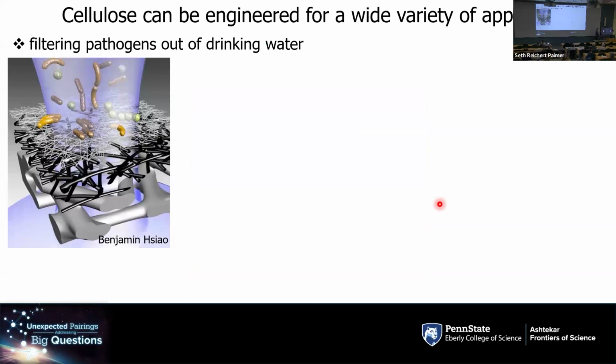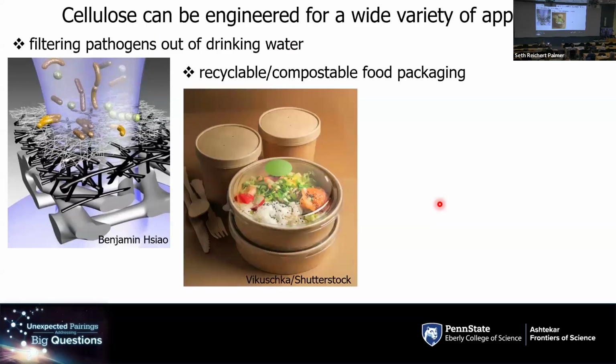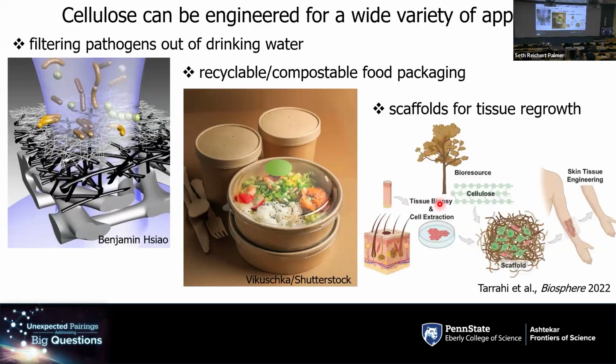Cellulose can be used to generate filters that remove pathogens from our drinking water. This is pretty important since none of us like to drink water that's filled with pathogens. We can generate recyclable and compostable food packaging. So I'm sure all of you have had the experience of getting maybe a takeout dinner, and you end up with a bunch of plastic. And you're like, what do I do with this plastic? If we can generate that same type of packaging that's durable and yet recyclable and compostable using things like cellulose, I think that would be a benefit.